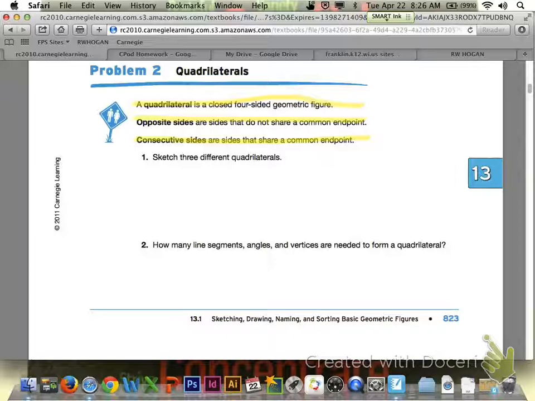So go ahead and do number 1 and number 2 at the bottom of page 823. Sketch 3 different quadrilaterals. Again, you don't need tools for this one. And how many line segments, angles, and vertices are needed to form a quadrilateral.